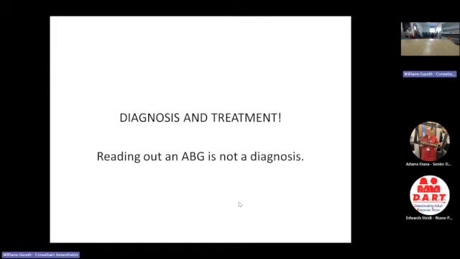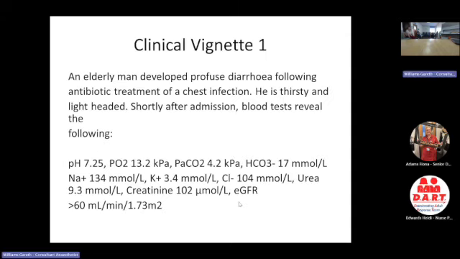Any questions so far? Quite a lot to take on board on a sunny day. Let's just finish by looking at a couple of examples. They're not complicated, but what do people make of this? So we've got an elderly man, he's had profuse diarrhea following antibiotic treatment for chest infection, thirsty, lightheaded, and there are blood results.